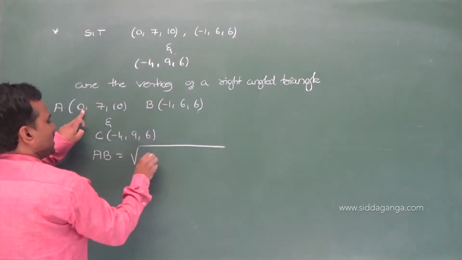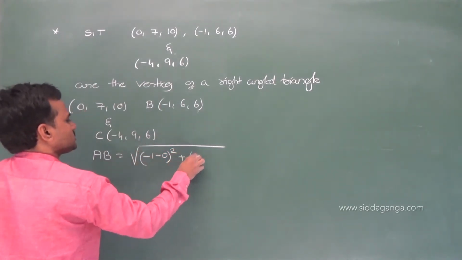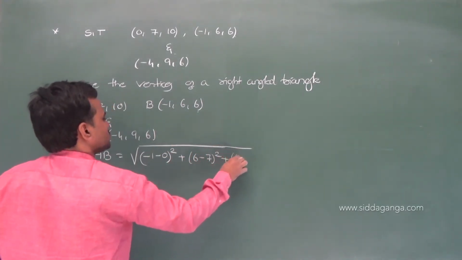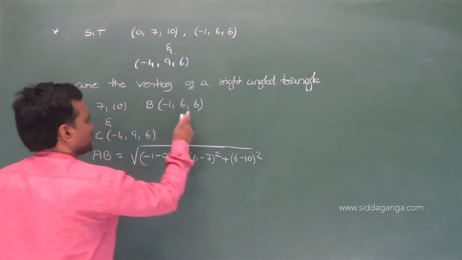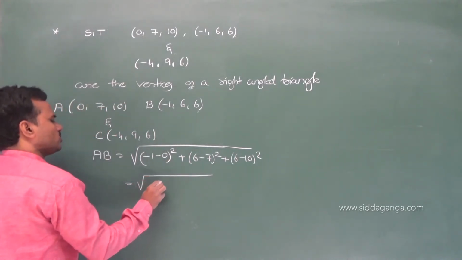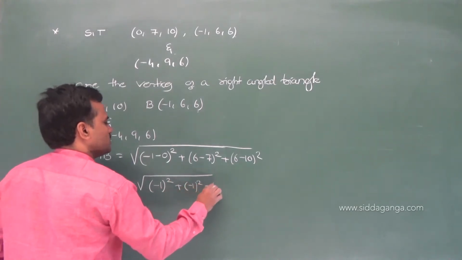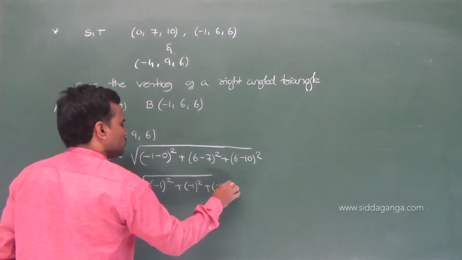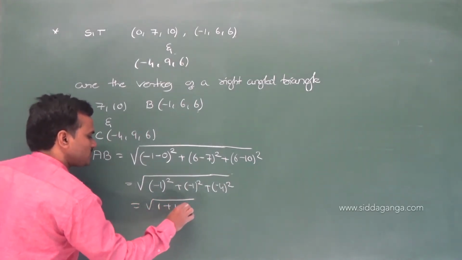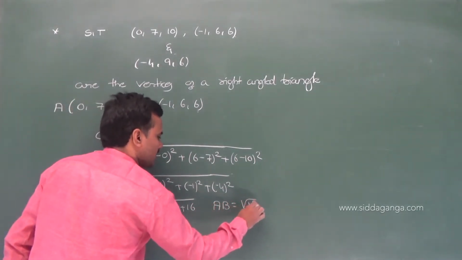Observe AB: (minus 1 minus 0) whole square plus (6 minus 7) whole square plus (6 minus 10) whole square, correct? That is the square root of: minus 1 square plus minus 1 square plus 6 minus 10, which is minus 4 whole square. 1 square is 1, plus 16. AB is equal to square root of 18.